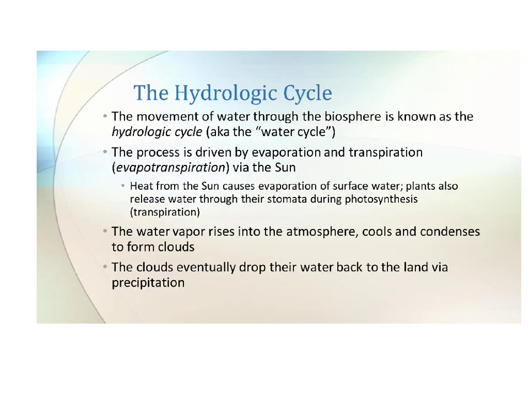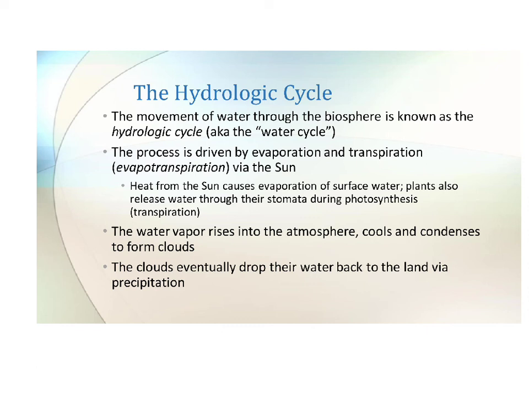So we're going to start out with the one that's probably most familiar to you, which is the hydrologic cycle. You probably know this as the water cycle. The hydrologic cycle is the fancy APES way of saying the water cycle. The movement of water through the biosphere is known as the hydrologic cycle. The process is driven overall by evaporation and transpiration. We kind of combine those and we say evapotranspiration. And the source of the driver of that process is, of course, the sun.